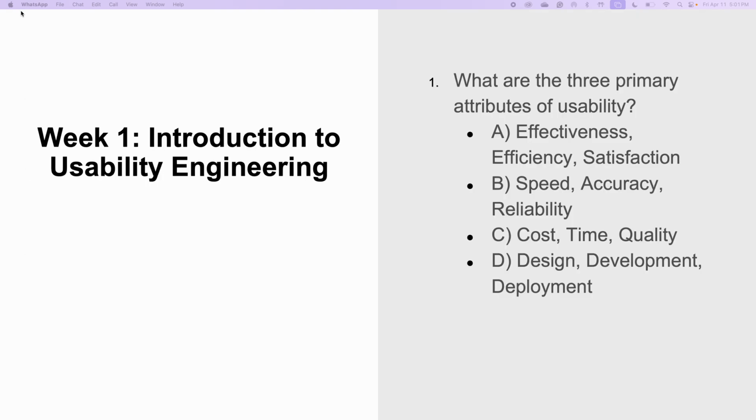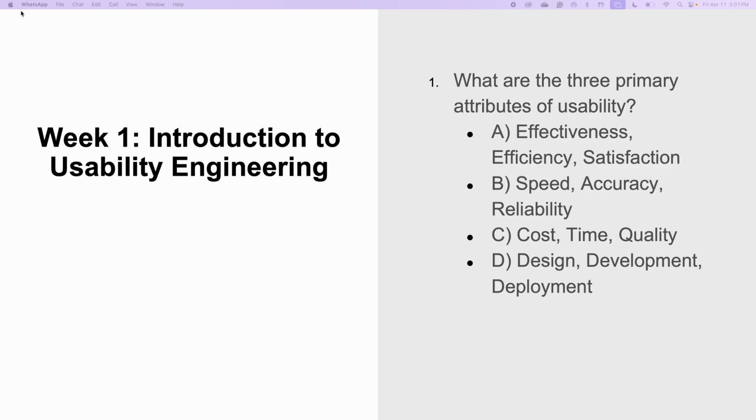Our very first question is from week 1, introduction to usability engineering. From this chapter, we have two questions. Our first question is, what are the three primary attributes of usability? Let me repeat the question. What are the three primary attributes of usability?